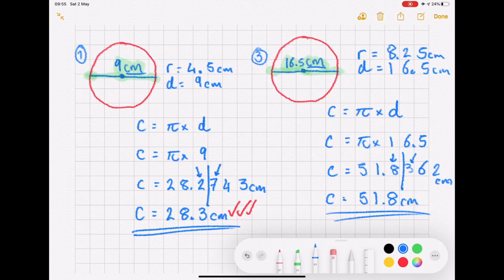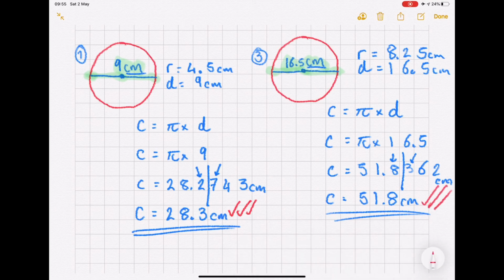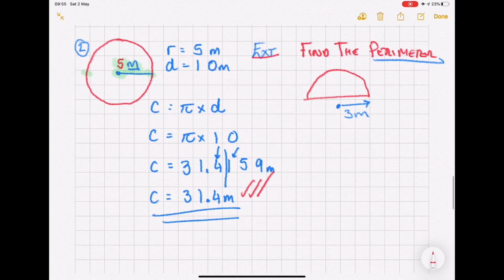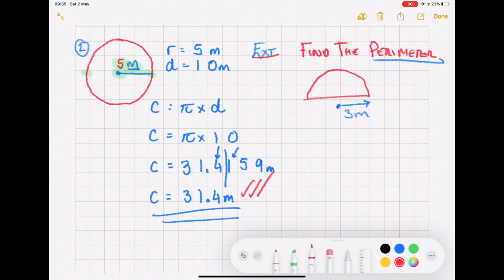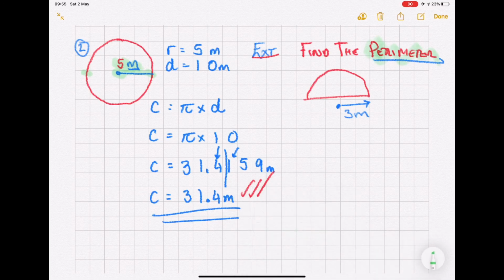So if you got that, fantastic, well done. Give yourself some ticks like that. And last but not least, let's have a quick look at this extension. So what is different about this question compared to the others? Well, let's have a think. That is a semicircle. And it's also asking for the perimeter. So there's a perimeter and the fact that it's a semicircle. Let's kind of draw that semicircle.